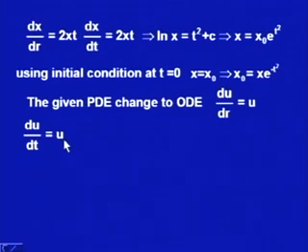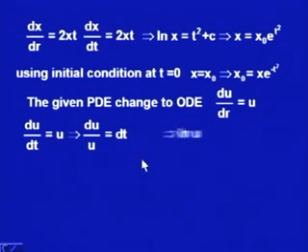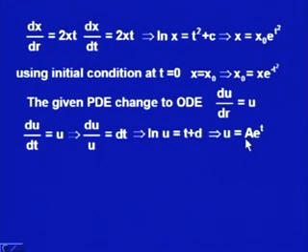We can find it out using the variable separable method, and we can just integrate on both the sides. So, that says du over u is dt. Integrating on both the sides, log u is t plus some constant, that says u is equal to a times e to the power t, where a is some constant. How to determine this constant? For this again we have to use the initial condition.